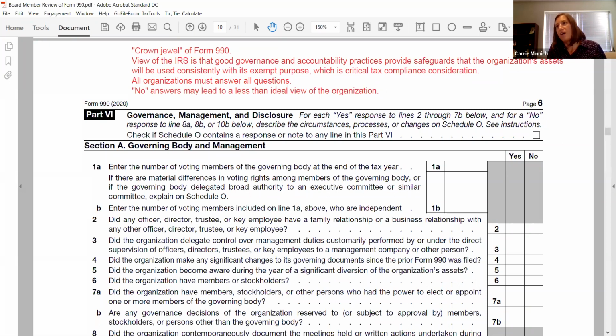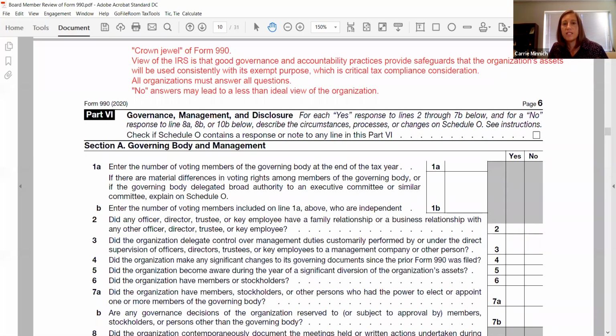However, the IRS's view is that good governance and accountability practices provide safeguards that the organization's assets will be used consistently with its exempt purposes. And that's really critical to tax compliance. So the IRS says that if your organization has these policies and procedures in place, then you are more likely to be a good nonprofit and follow the requirements and file your 990 timely and be transparent and that type of thing. All organizations must answer all of these questions.